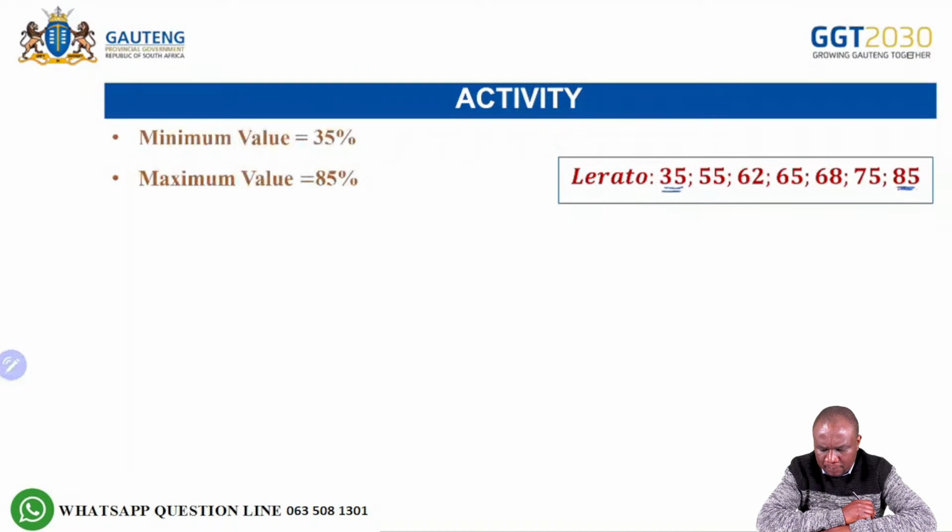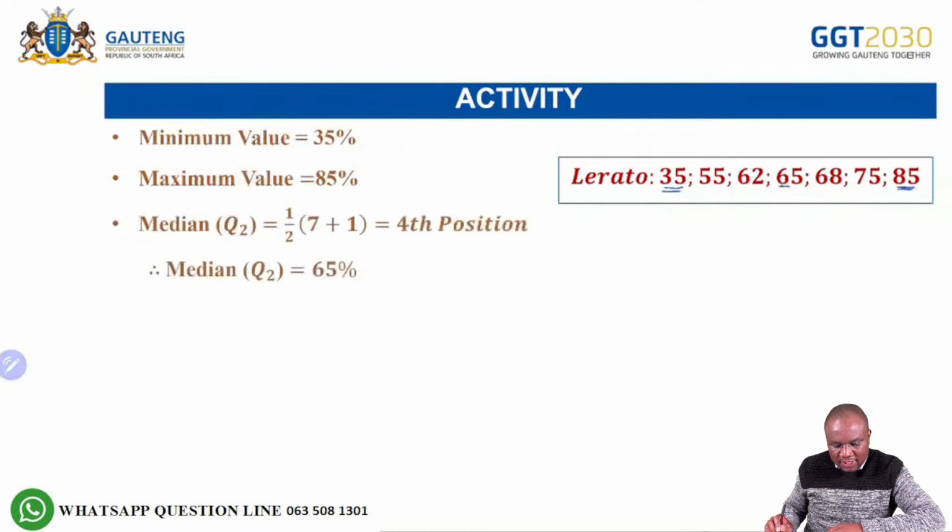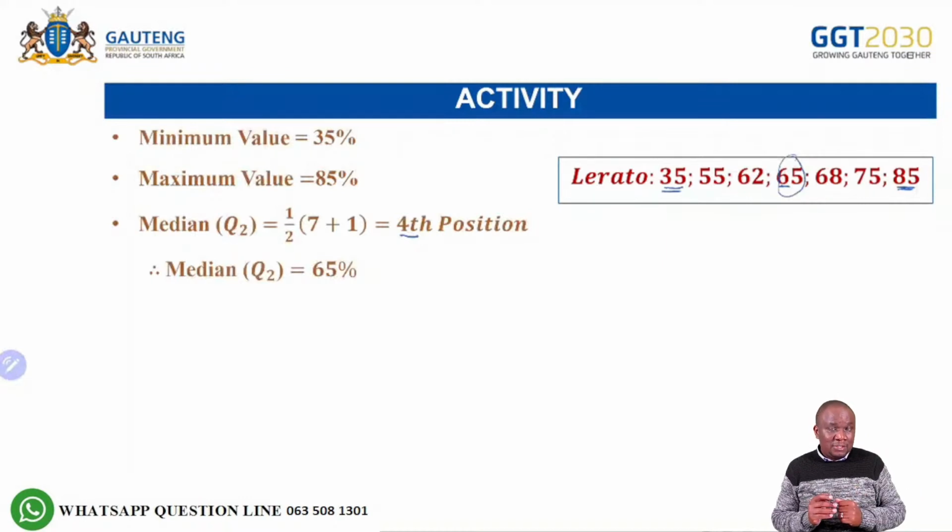Please write it down. Right, how do we find the median? We have to find the median position. Remember, n plus 1 divided by 2. Remember, we did this also in the previous activities. We know that our median is going to be 65. So it's n plus 1 divided by 2, meaning that is fourth position, and then fourth position is 65. So the median is 65%. So these three are easy to get because we've done them before.